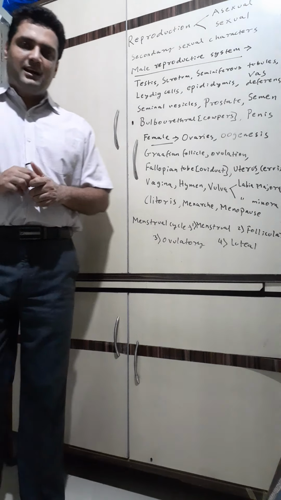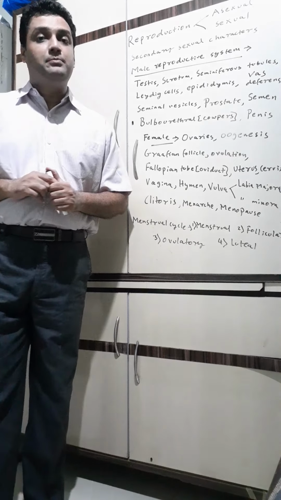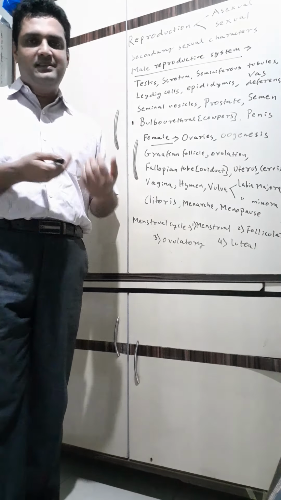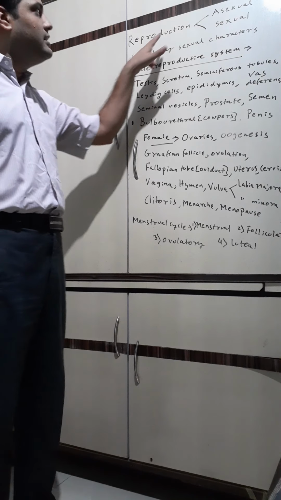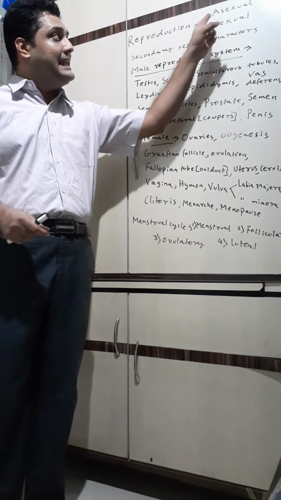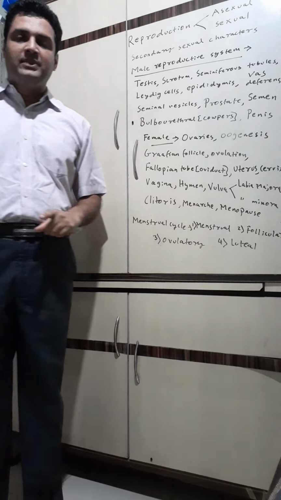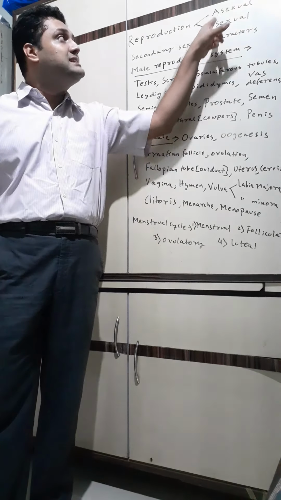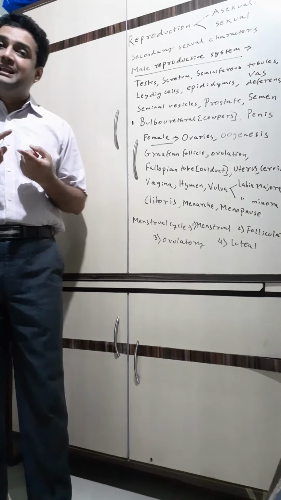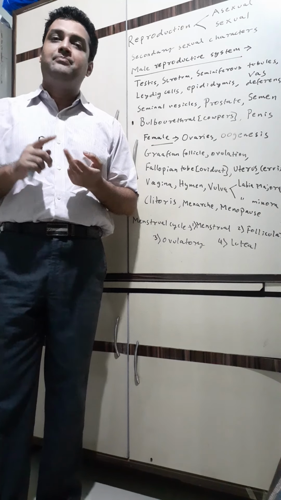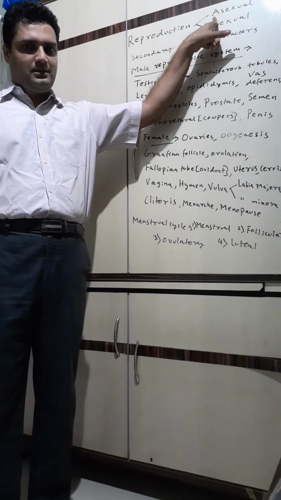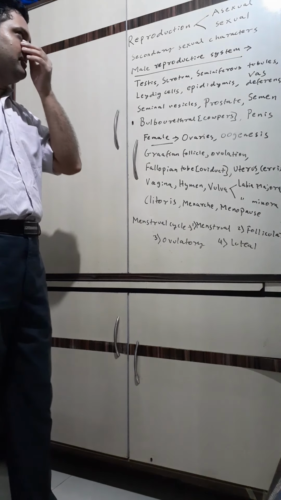Hello everyone, we are starting now with a new chapter, that is reproduction. Reproduction is formation of new individuals, generally of the same species. Reproduction is of two types, asexual and sexual. When a single parent is involved and there are no gametes, that time it is asexual reproduction. Like binary fission in amoeba, budding in hydra, fragmentation, these all are asexual modes of reproduction.